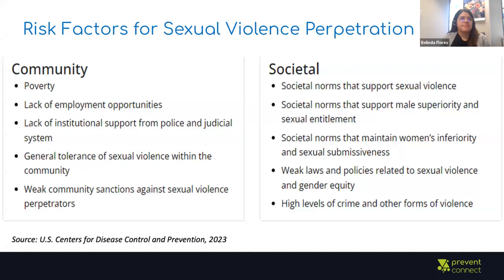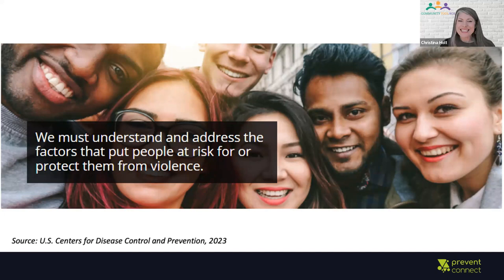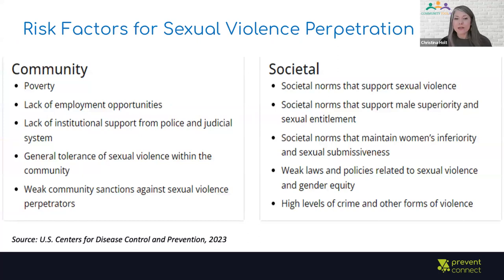So we're going to tell you a little bit about the approach that we're taking in Kansas. And we're starting with this quote from the CDC that we must understand and address the factors that put people at risk or protect them from violence. And in Kansas, we're working really hard to focus on addressing community and societal level risk and protective factors for sexual violence. So things like poverty and employment, gender pay equity and workplace policies, community norms, and social connectedness.